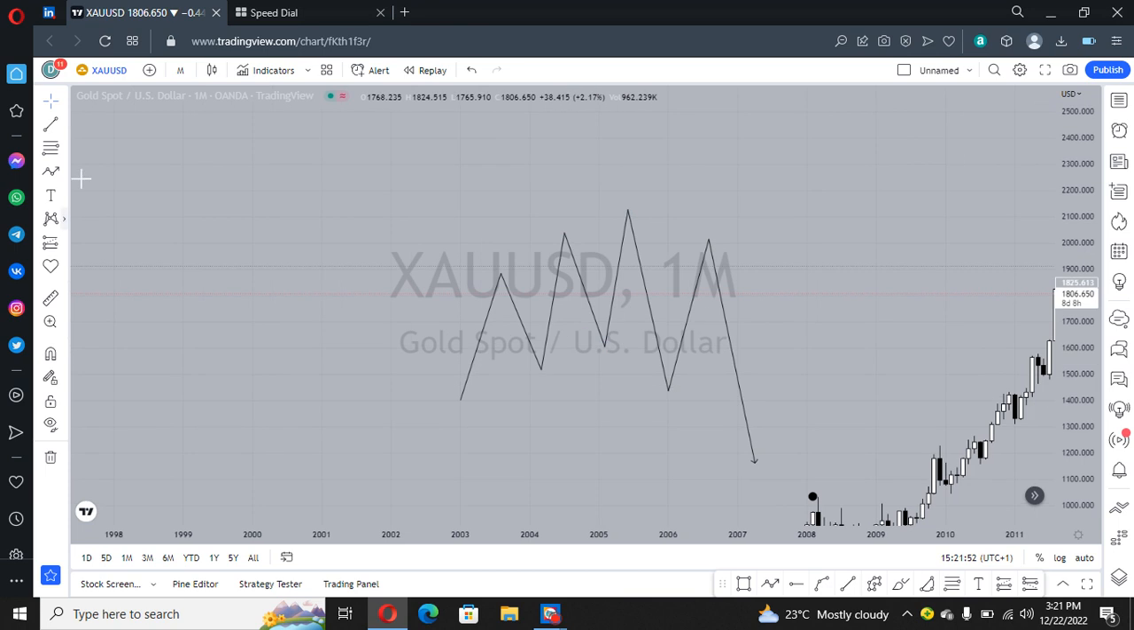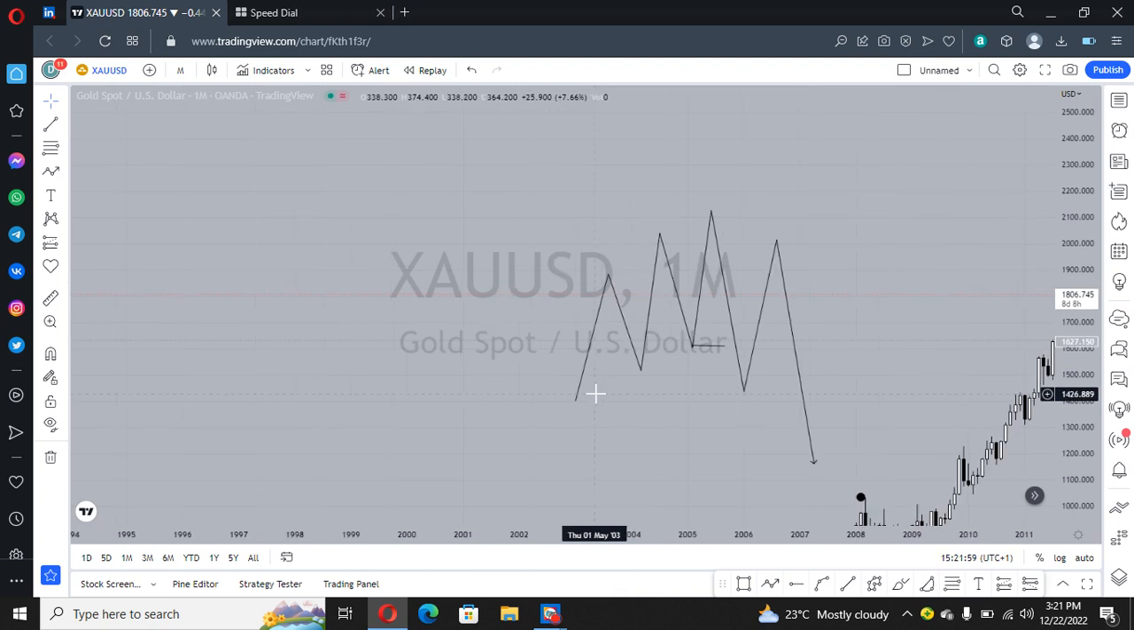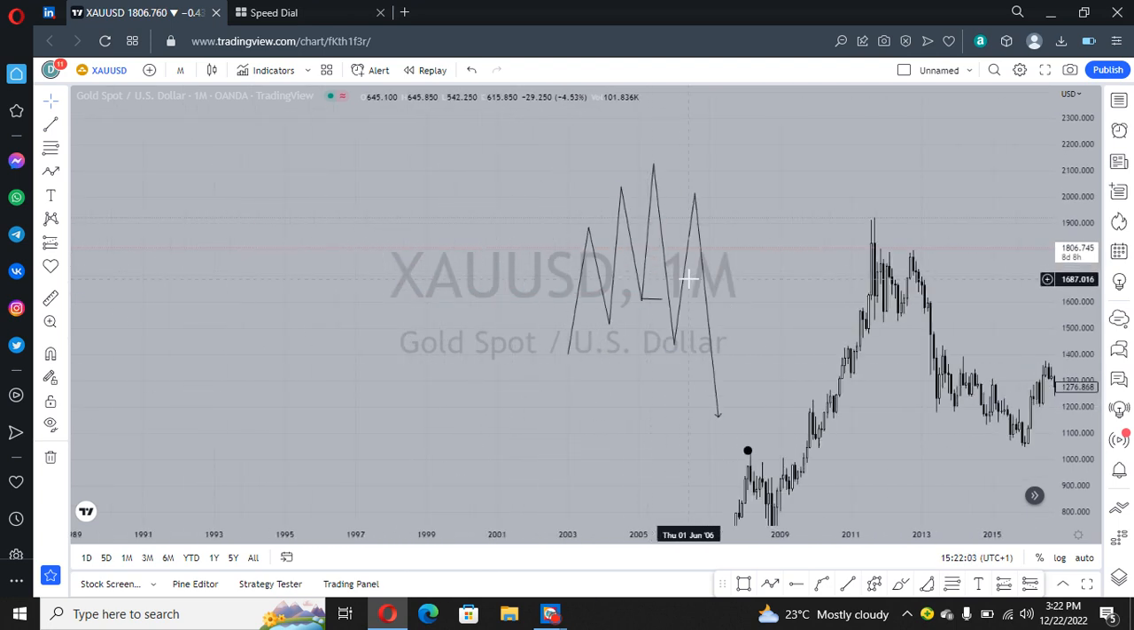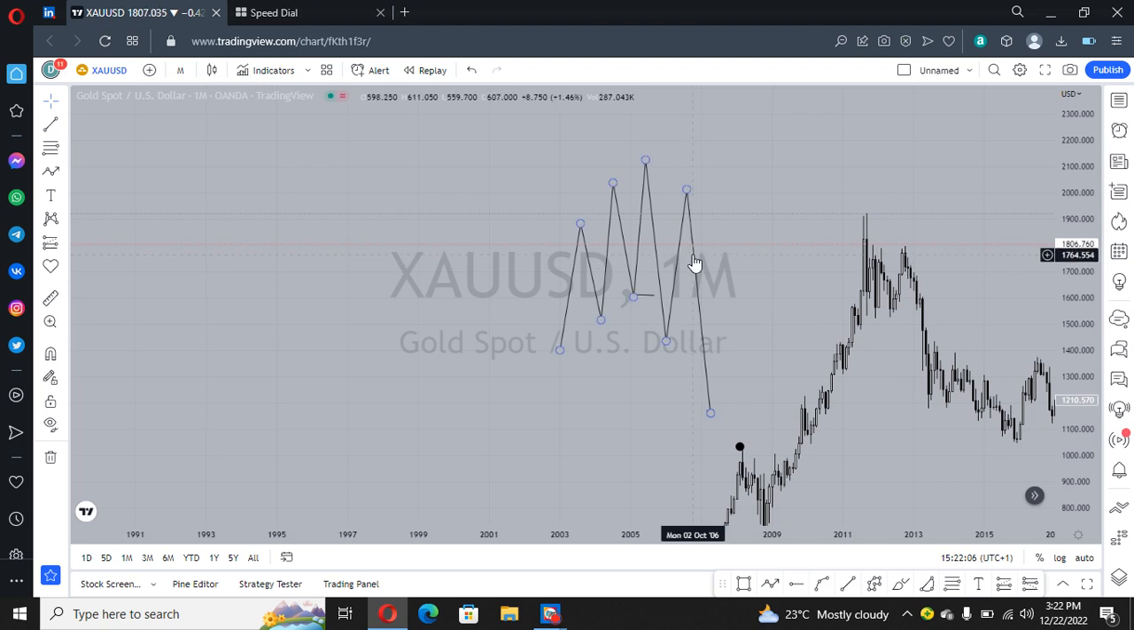All right, so everything you have to confirm should be on your higher time frame. The lower time frame could be noisy, you might not get a clean confirmation trade. So yeah, that is it.